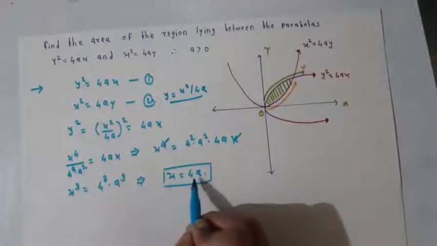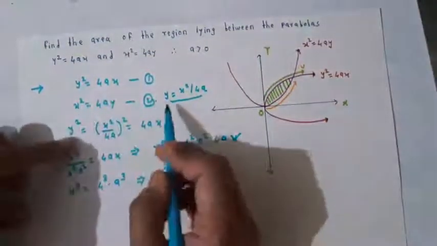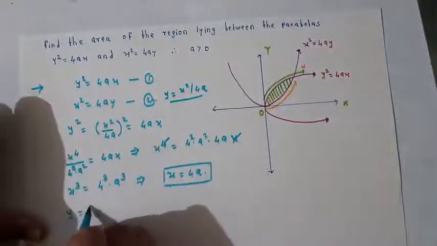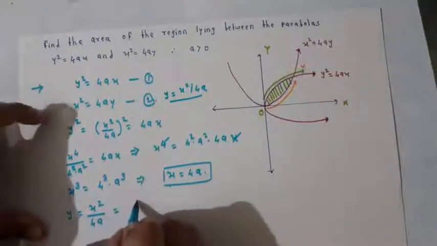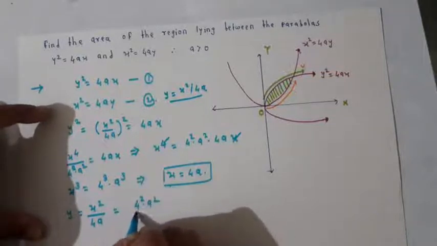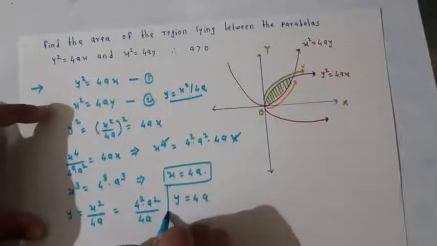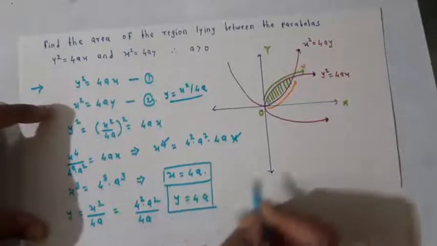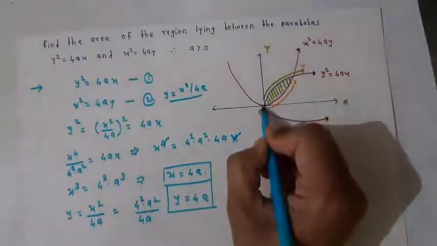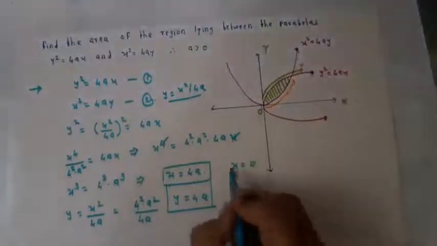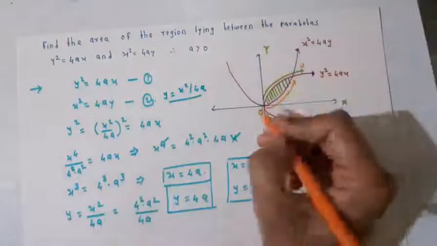So at x equal to 4a, what is the value of y? The value of y is y equal to x square upon 4a. Put it here, and we get 4 square a square upon 4a, so y is also 4a. At x equal to 4a, y equal to 4a, and at x equal to 0, y equal to 0. So these are the points to find out the limits of integration.